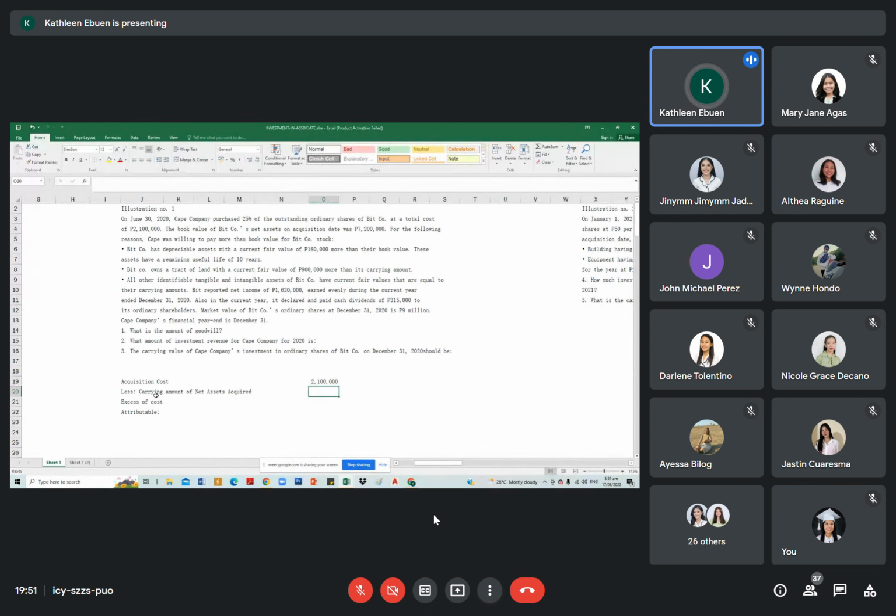Less ngayon natin class, magkano ba yung binibili natin? So how much is the carrying amount of net assets acquired? Okay. So the book value daw of Bit Company's net asset on acquisition date is 7,200,000. So ito yung kanyang net assets. Magkano ba yung binibili natin? Only 25%. So we have to multiply sa 25%. Magkano to? 1,800,000 po. Okay, 1,800,000.